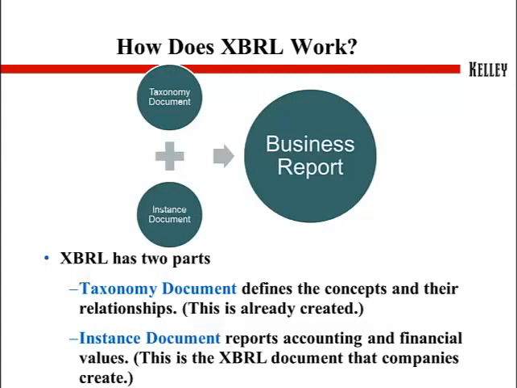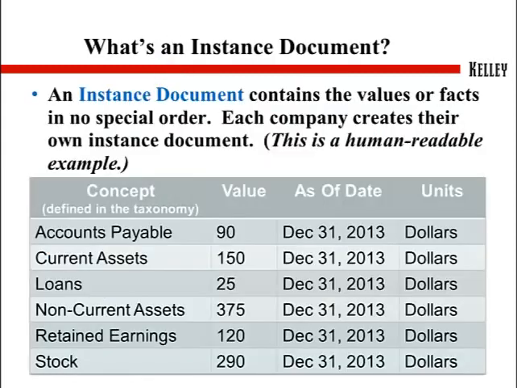The second part of XBRL are the instance documents, and these are reports that have the accounting and the financial data values in them. And this is the XBRL document that companies create. An instance document contains all of the financial values or facts of a company in no special order, and each company creates their own instance document.